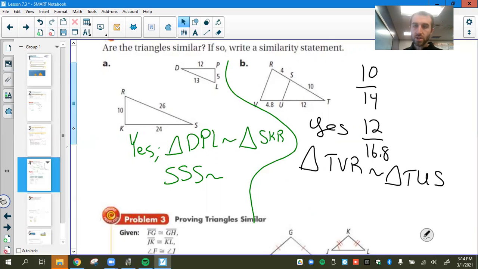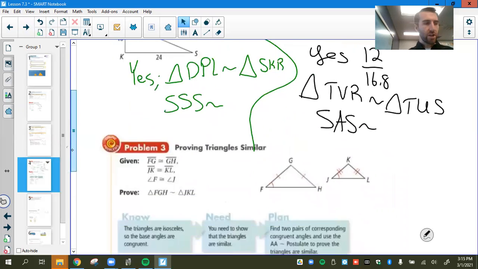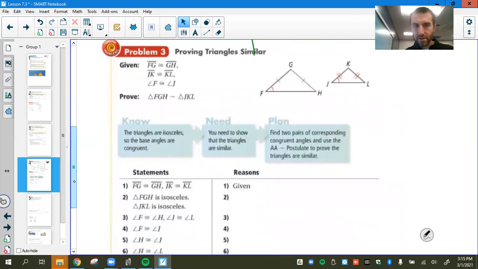Triangle TVR is similar to triangle TUS, and that is because of side angle side. Done. Let's finish out a proof here, proving they're similar.